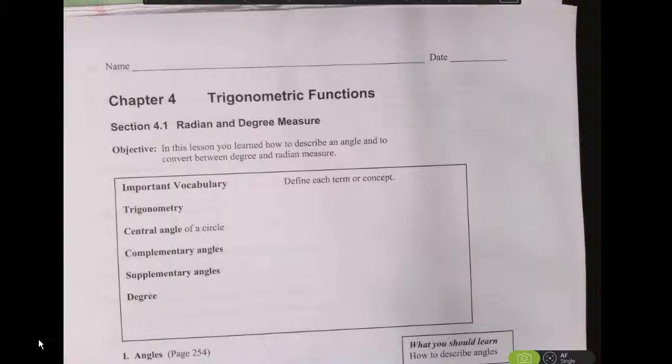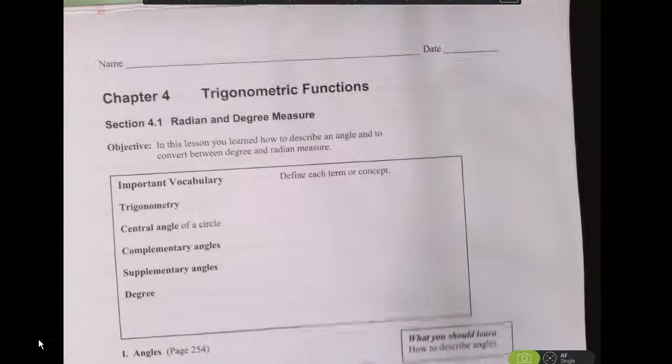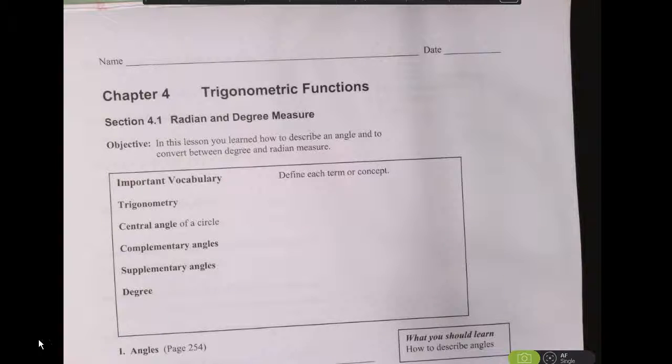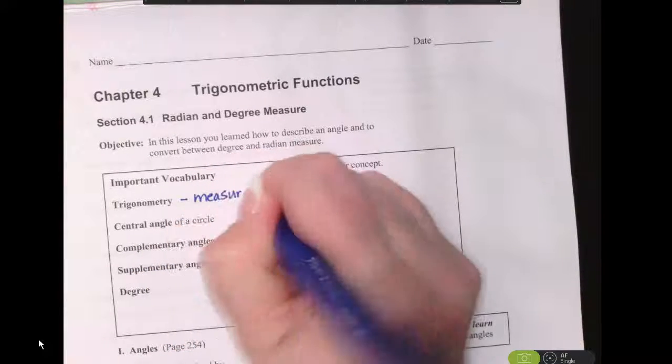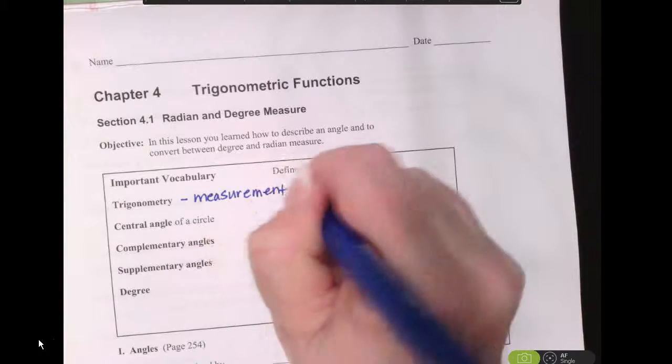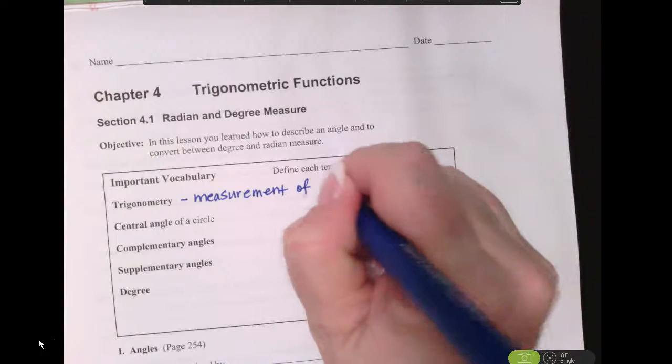Good morning, and here is at least the first part of lesson 4.1. We're starting out in trigonometry, and you'll learn how to describe an angle and to convert between degrees and radians. First off, the word trigonometry means measurement of triangles, but we're going to talk in class tomorrow about how it means so much more.